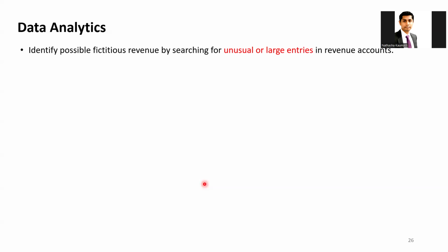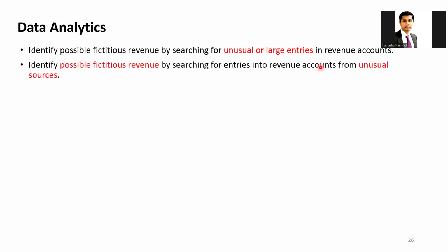So we can use data analytics in auditing to identify possible fictitious revenue by searching for unusual or large entries. When you do it manually, you won't be able to identify them. But using data analytics, you will clearly understand what the unusual numbers are. Identify possible fictitious revenue by searching for entries into revenue accounts from unusual sources. Usually that person is not recording sales because that person is in the HR division. Now, when it comes to data analytics, within seconds it will understand the unusual, unidentified sources.